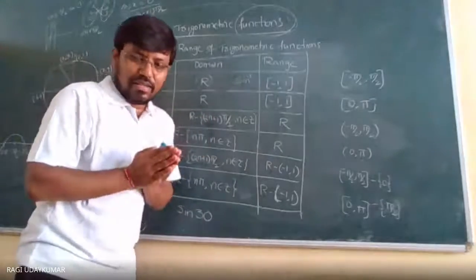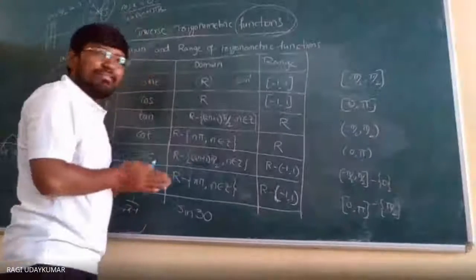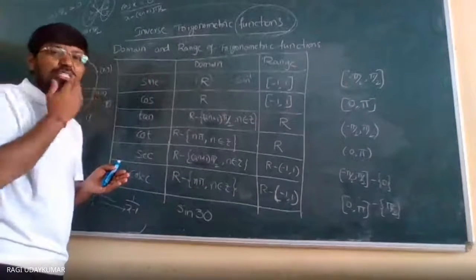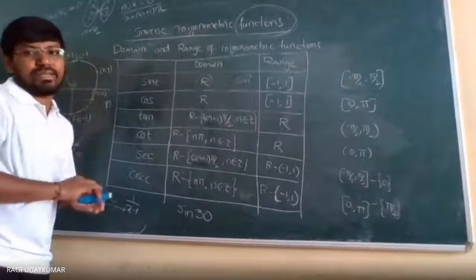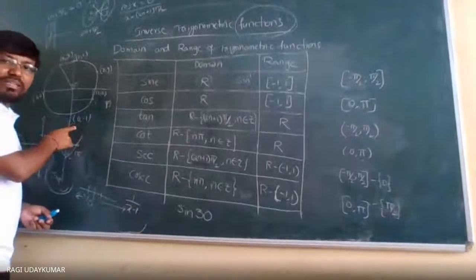Why? Can anyone guess? Because tan is undefined at minus pi by 2 and at pi by 2. Minus pi by 2 is nothing but here, tan is minus 1 by 0.